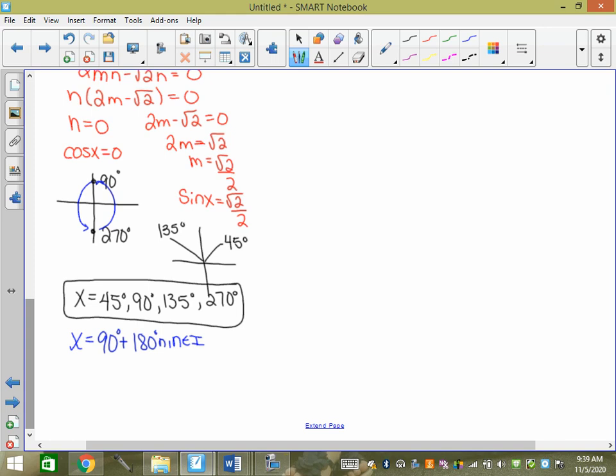For this one, I can't put these together, right? There's no way. Some people try to go 45 plus 90, but then it would be every 90, and I'd get answers down here. And do I have answers down there? No. So I have to do these ones separately. So it would be 45 plus 360 degrees n, n an integer, and then 135 plus 360 degrees n, n an integer.